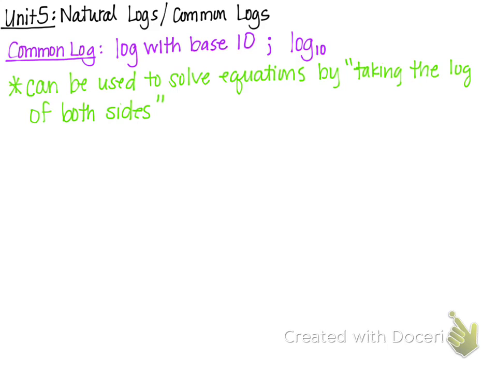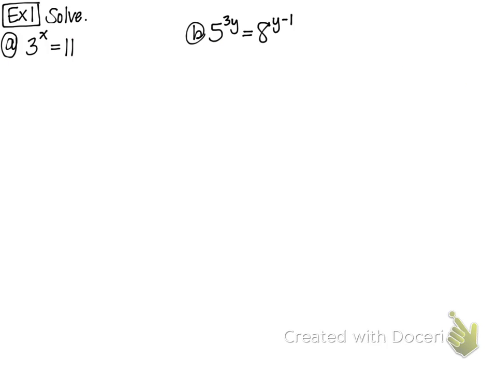Okay, so let's start with some examples. So let's look at example 1. It says we need to solve 3 to the x equals 11. Now, in your head, you can't think of anything to raise 3 to the power of to get 11 because 3 to the first power is 3, 3 to the second power is 9, 3 to the third power is 27. So we know it's got to be somewhere between 9 and 27. But usually we can't figure that out.